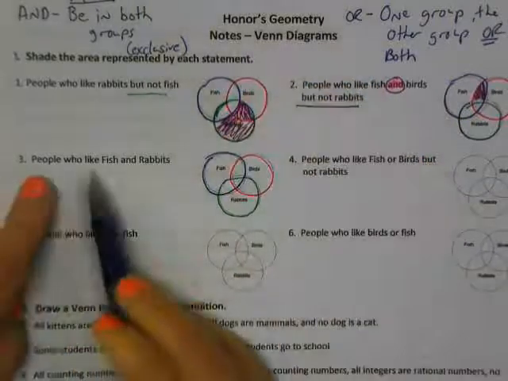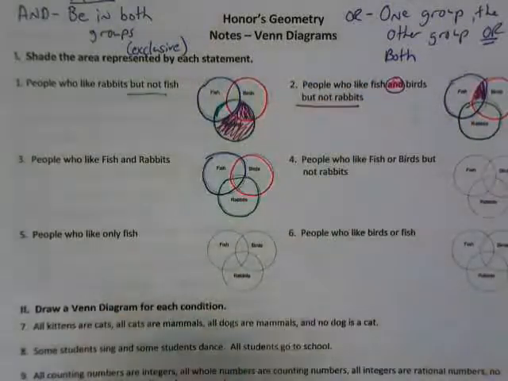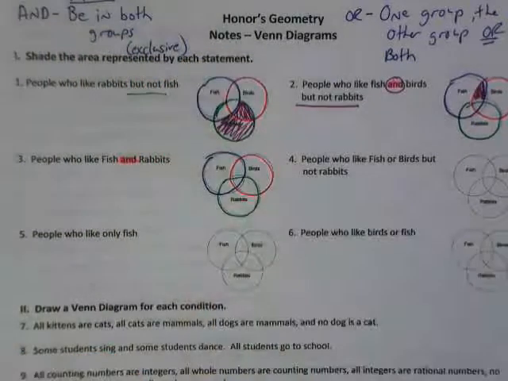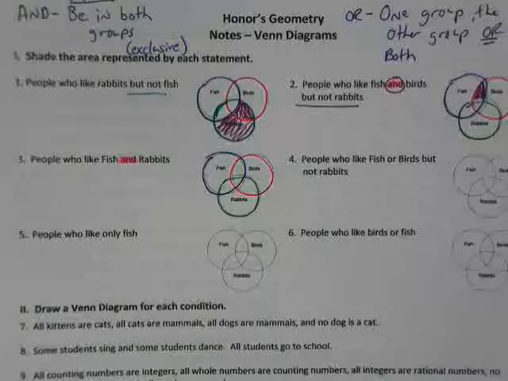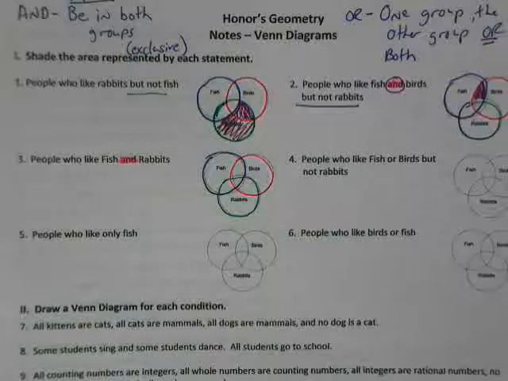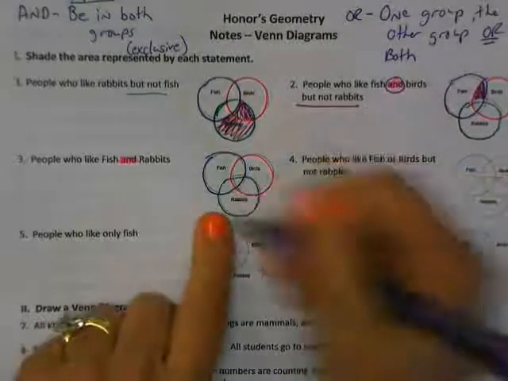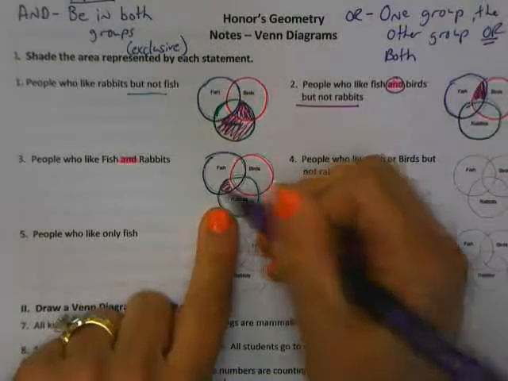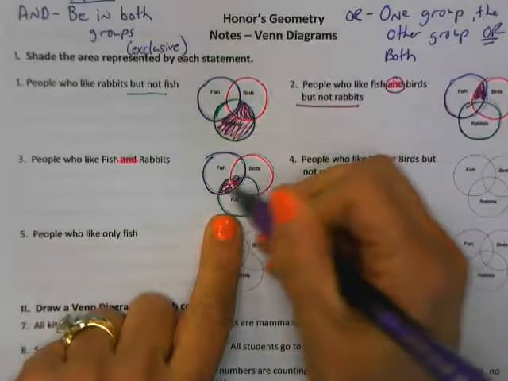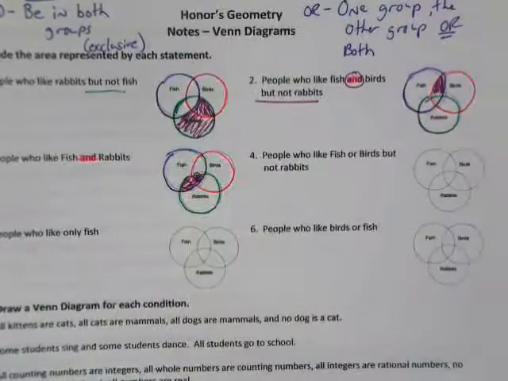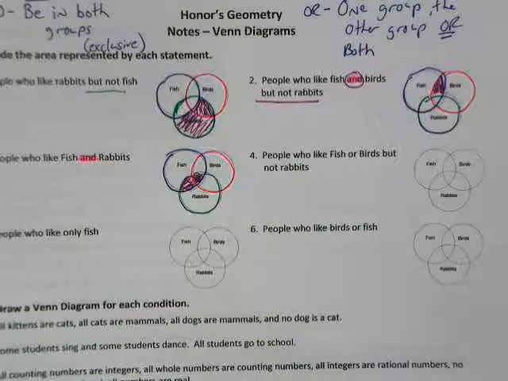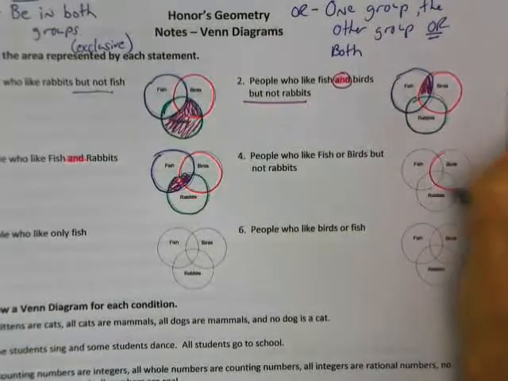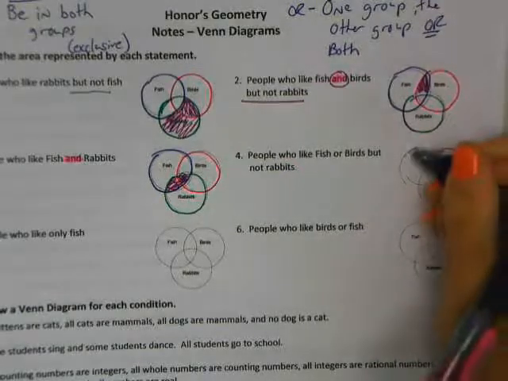Alright, let's read what we're supposed to do. Shade people who like fish and rabbits. So again, I have that and connector. Does it say to exclude anybody? No. So I'm not going to cover anybody up this time. So the fish circle is blue and the rabbit circle is green. So I need to shade where the green and the blue overlap. So let's see, the green and the blue overlap here and here. So I'm going to shade that whole region. Okay? Alright. If you need to, go ahead and do your circles.